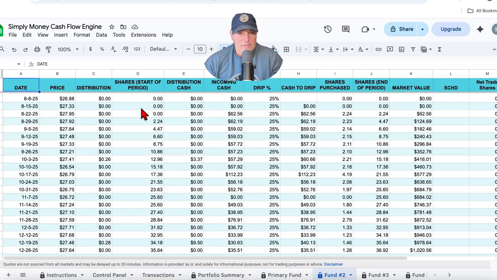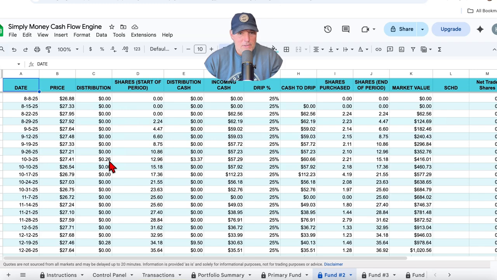When Ulti pays a distribution, incoming cash shows right here. So we had $62 come in. We're dripping 25% of Ulti's, which is this, and this shows the amount that we chose to drip, which is 25%. And so this is the cash that's going back into it. It shows you the number of shares you purchased because we're just starting our position. And then your market value, your number of shares times your share price.